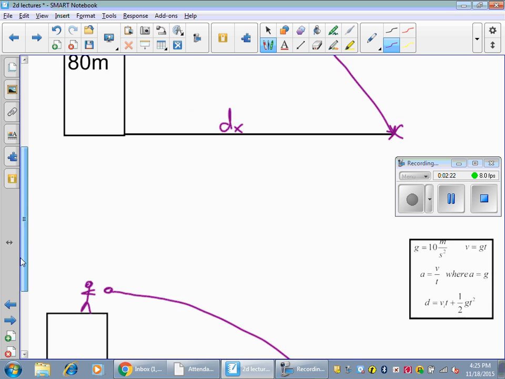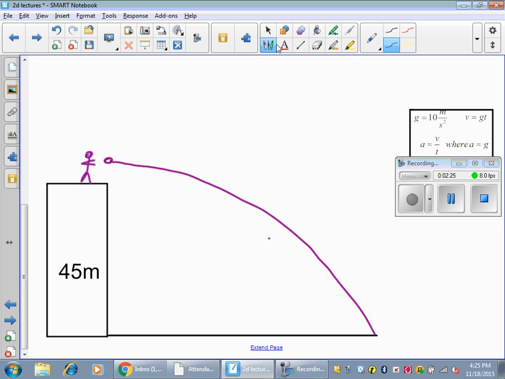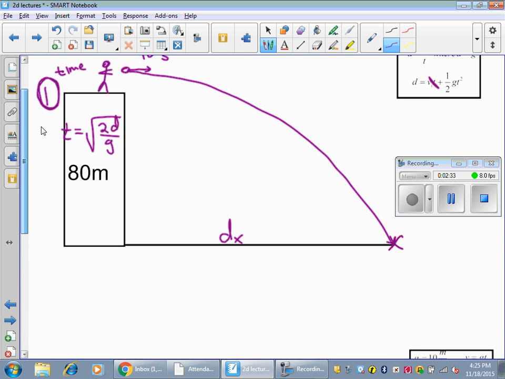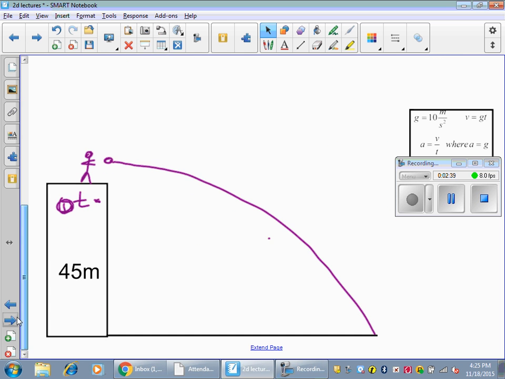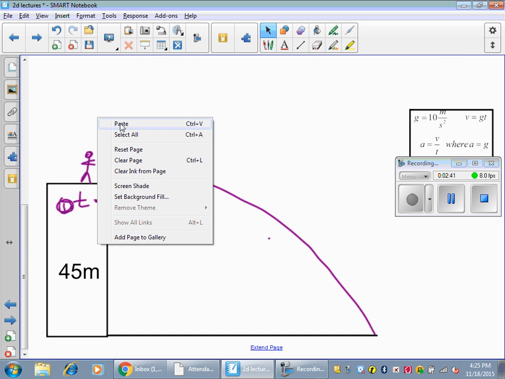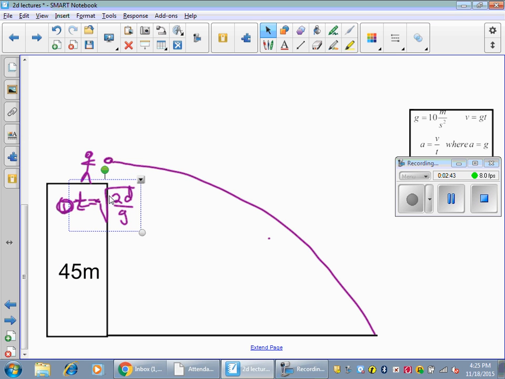Okay, let's try this one down here. This is 45 meters. I'm going to use the exact same equation. First step, you've got to figure out the time. And what was that equal to? I'm going to copy this guy. Okay, that's my time. Time equals the square root of 2 times my distance divided by g. So this is the first step I have to do. First step, I have to find time.